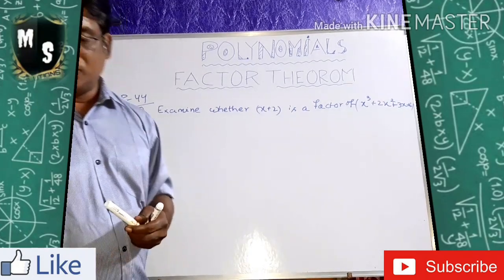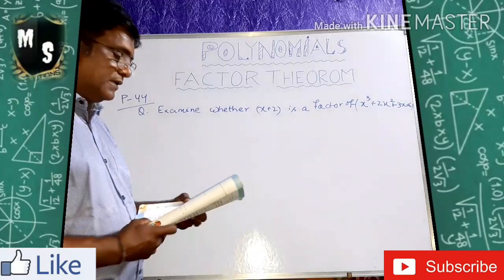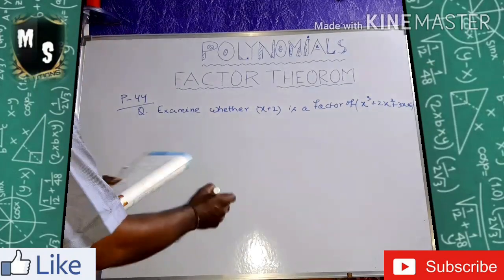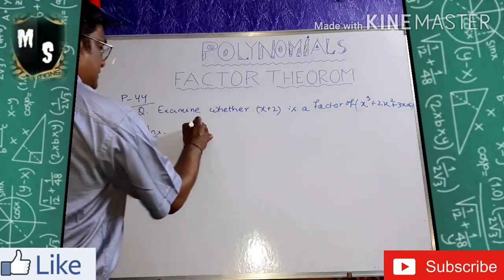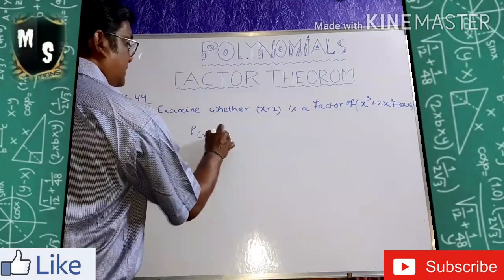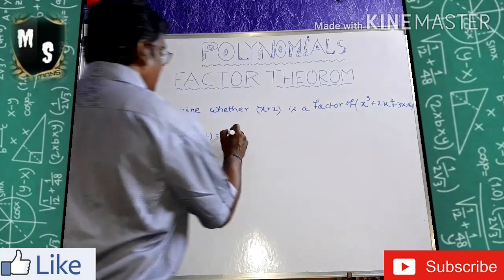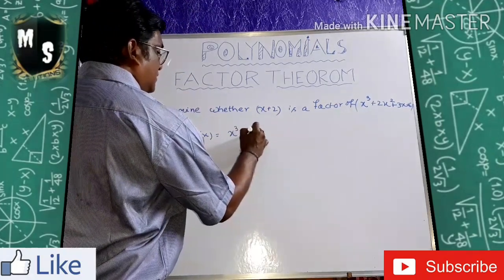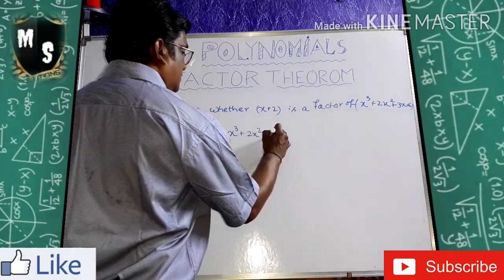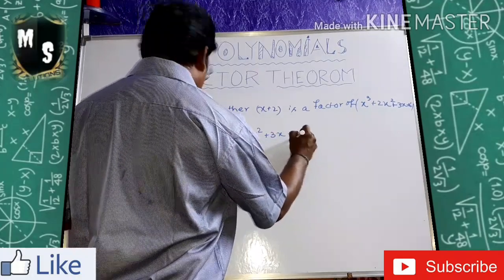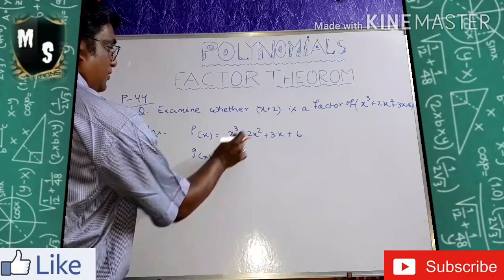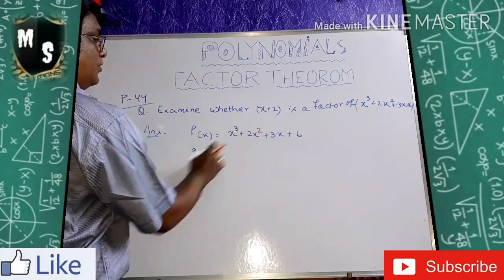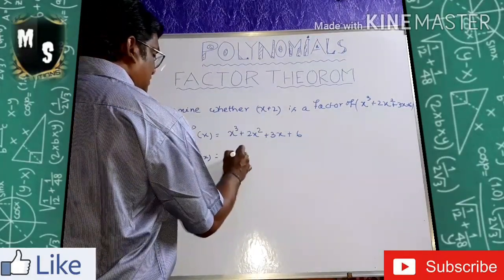So definitely what to do now? How to start it? It is written in your textbook. Answer. I am doing the answer for you. So what is your p(x) now? Write the p(x): x cube plus 2x square plus 3x plus 6. Now what is your g(x)? Another polynomial, which will be the factor. What is that? It is x plus 2.